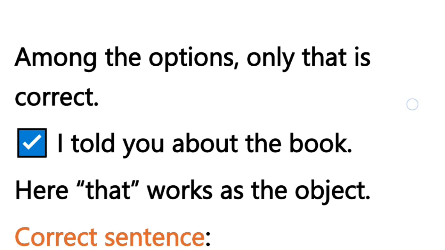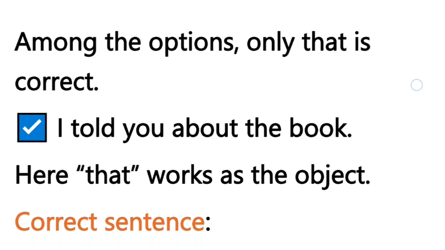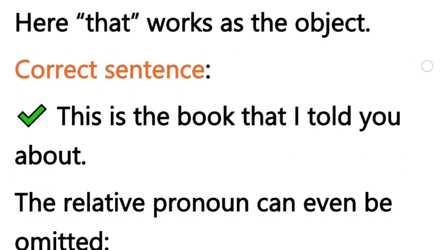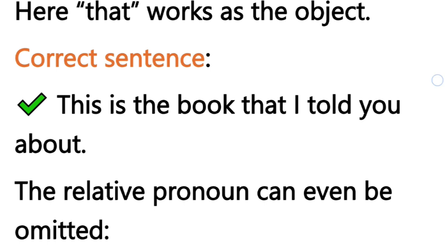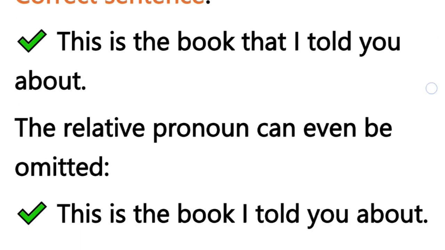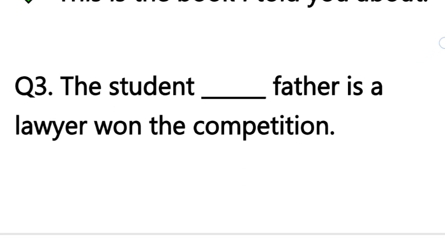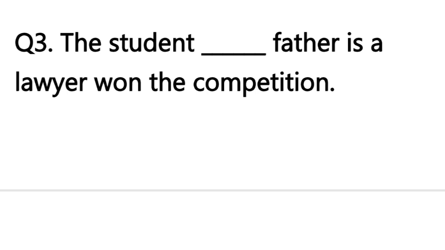I told you about the book. This is the extra information that we are receiving. Here that works as the object. So the correct sentence will be, this is the book that I told you about. The relative pronoun can even be omitted over here and it will become, this is the book I told you about. Now let's talk about question number 3.